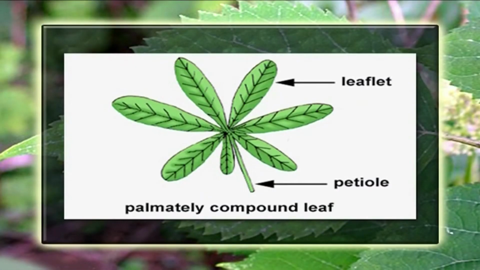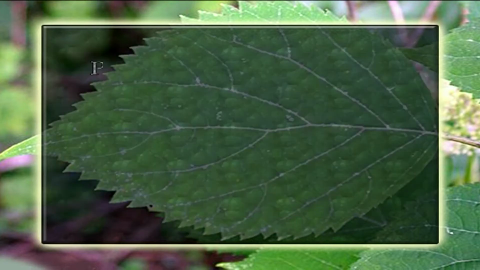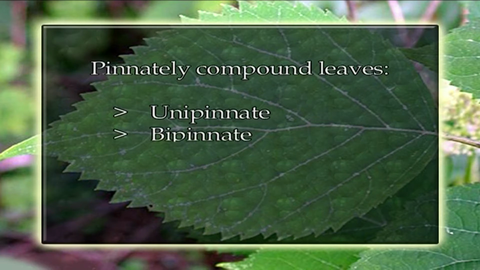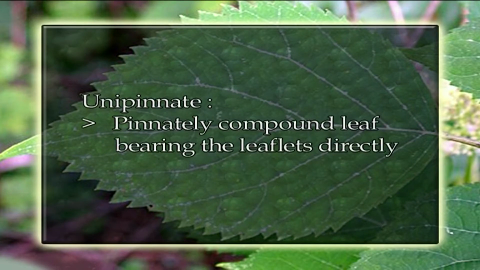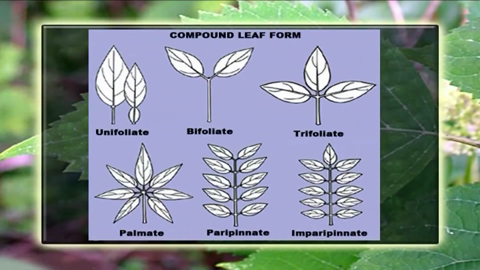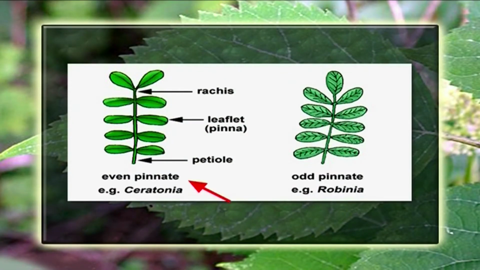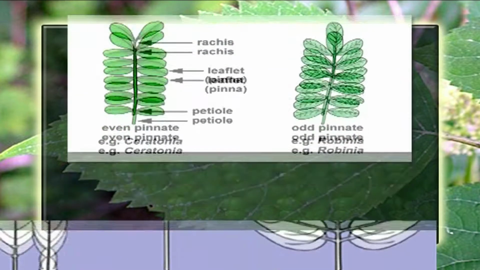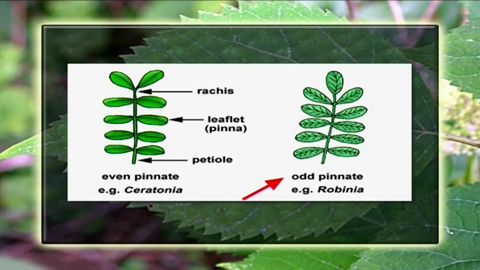Now, pinnately compound leaves. It is a compound leaf with the leaflets arranged along the sides of common axis, the rachis. Pinnately compound leaves are of many types: unipinnate, bipinnate, tripinnate and decompound. Unipinnate. A pinnately compound leaf bearing the leaflets directly on the rachis. Unipinnate leaves are of 2 types. Number 1, paripinnate. That is a unipinnate leaf with even number of leaflets. For example, in Tamarindus indica, Acacia, etc. Now, imparipinnate leaf. That is a unipinnate leaf with odd number of leaflets. For example, neem, rose, etc.